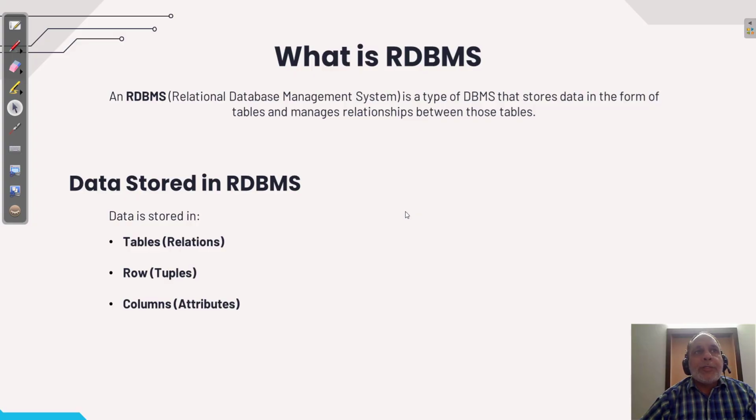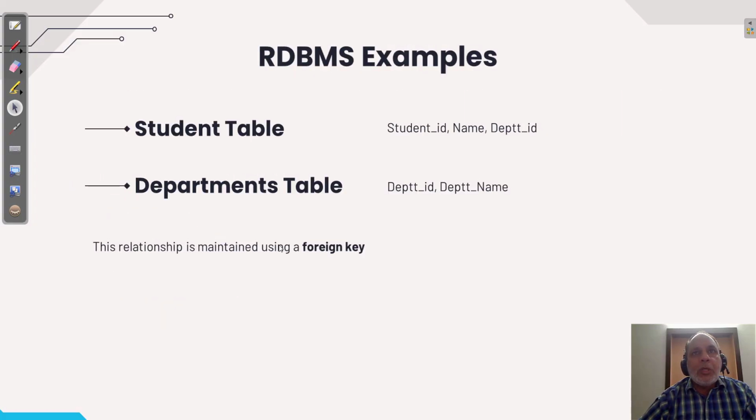What is the RDBMS? RDBMS stands for Relational Database Management System. It is a type of DBMS that stores data in the form of tables and manages relationships between those tables. For example, data is stored in the form of tables, rows, columns, etc. So for an RDBMS example, we have the student table.